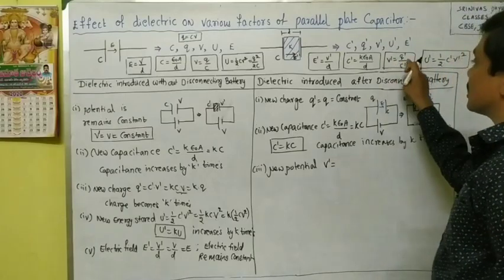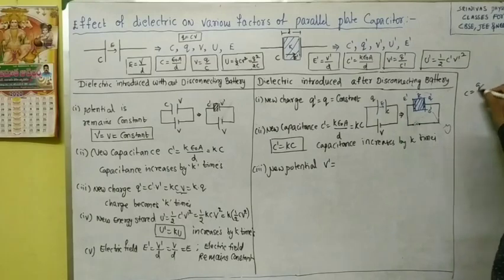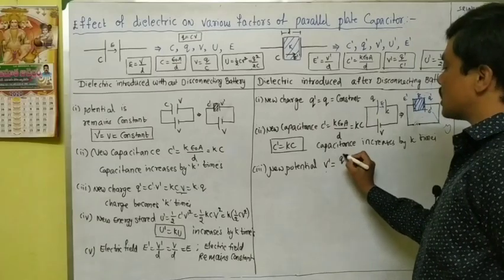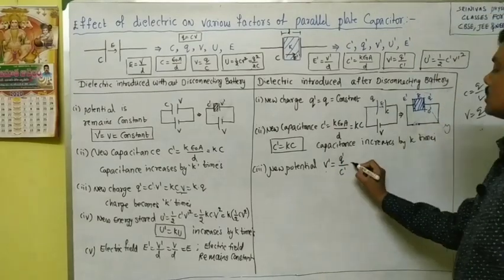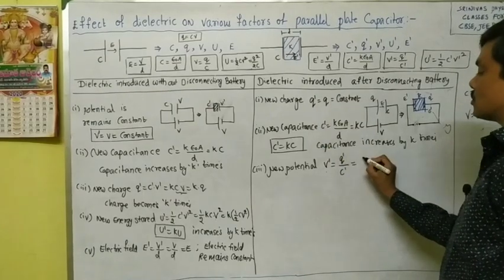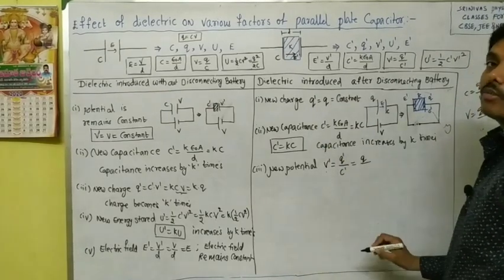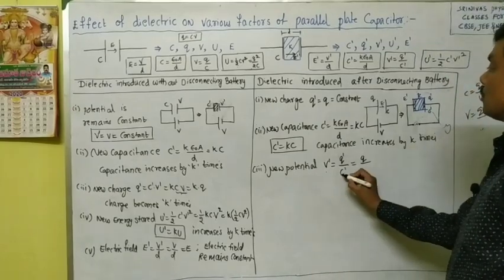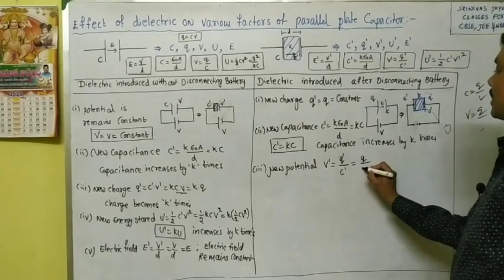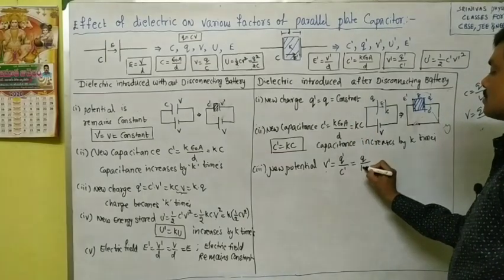Potential formula is charge by capacitance. New potential equals new charge by new capacitance, right? What is the new charge? Charge remains constant because there is no battery, no additional charge. How much charge was previously stored, that much charge will continue. And the new capacitance is what? New capacitance automatically becomes K times.